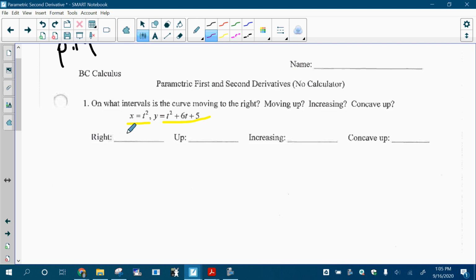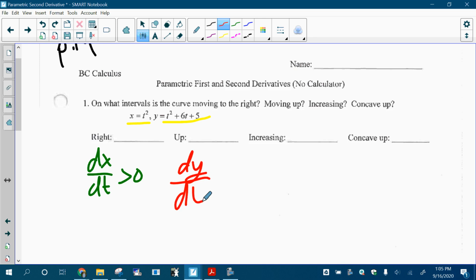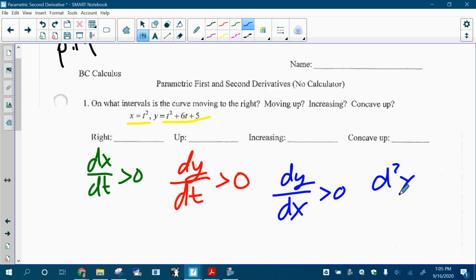The first thing to do is make sure you understand these different terms and what they mean in terms of the derivative. This is big kid math now. You can't just say the derivative. You're like, well, what derivative? Moving to the right means my x values are increasing. In other words, dx dt is positive. Moving up means my y values are increasing, meaning dy dt is positive. If I literally want to know when my function is increasing, that is when the tangent line has a positive slope. That is when dy dx is positive. And if I want to know when my function is concave up, that's when the second derivative is positive.